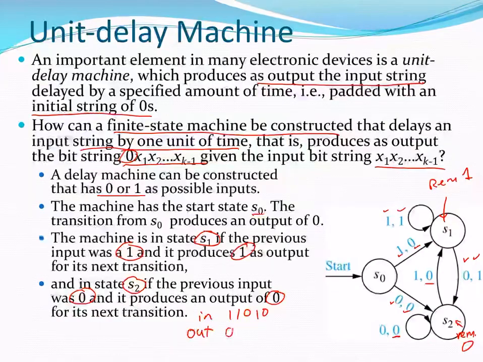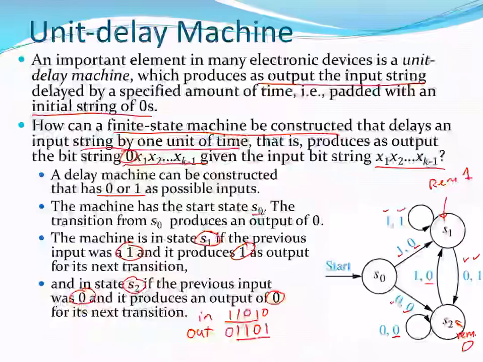Well, the first one is going to be a 0, and I go to state 1. The 1 comes in here, so 1 comes out, and I'm still in state 1. Now a 0 comes in, a 1 comes out, but I go to state 2. In state 2, a 1 comes in, a 0 is going to come out, and I go back to state 1. Then in state 1, a 0 comes in, and a 1 comes out. So you can see that I have delayed my input by 1 position with this machine.